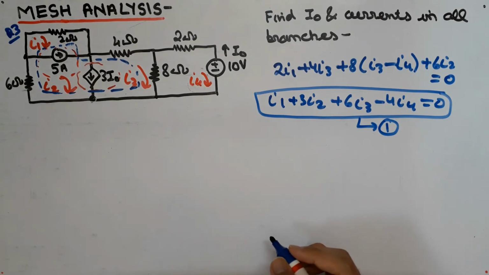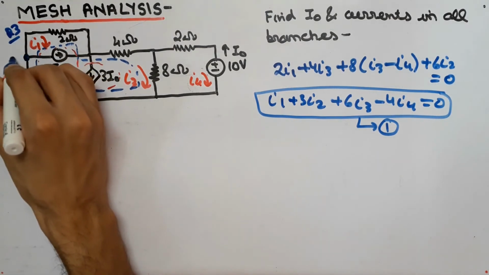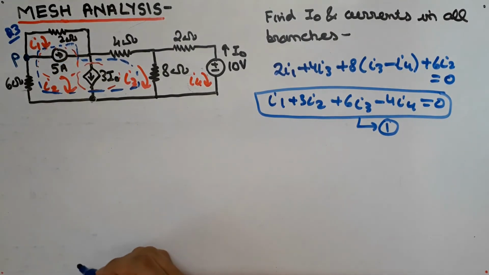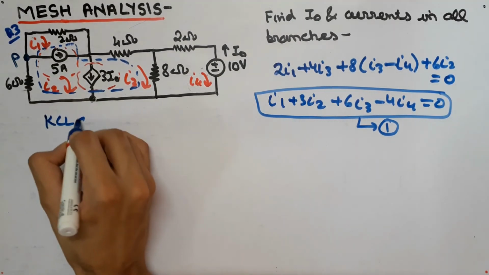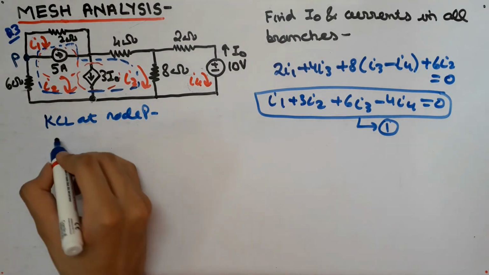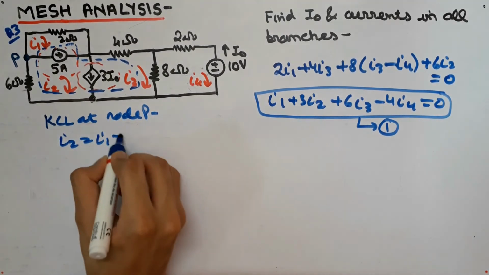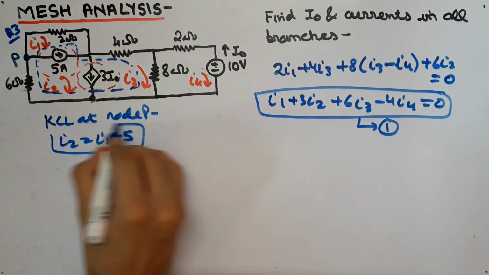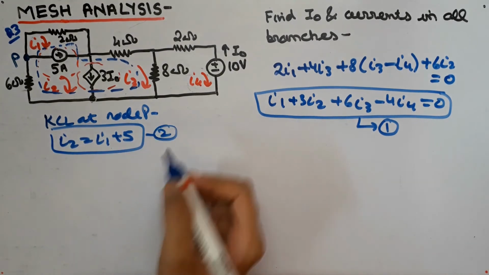Now similarly, we will apply the second step. That is, now we will look at the nodes in each super mesh. That is, first of all we will look at node P in the first super mesh, and we are going to apply the KCL over here. That is KCL at node P. From there we will get I2 = I1 + 5. We will name this equation as equation 2.